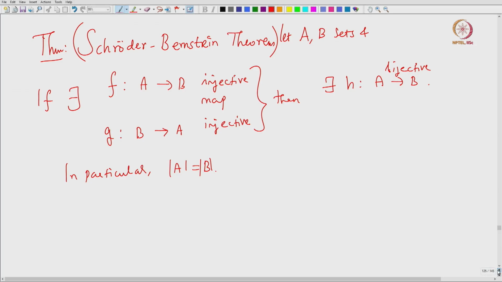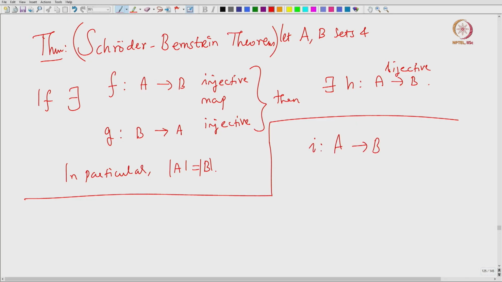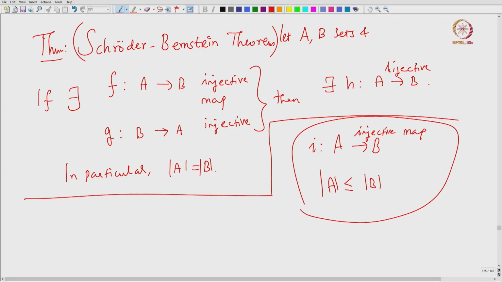So, whenever you have an injective function, then modulo this theorem, it is okay to write the cardinality of A is less than or equal to the cardinality of B. Whenever you have an injective map from A to B, you can always denote this by the cardinality of A less than or equal to the cardinality of B. So, this actually gives you a comparison between the cardinality of any two sets. Even for infinite sets, one will be able to compare their cardinality using this notation now. So, now what is the meaning of the cardinality of A being less than the cardinality of B?